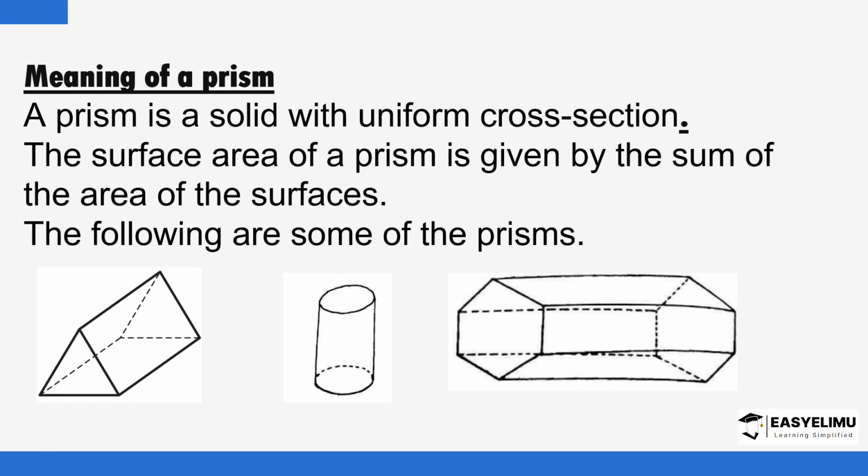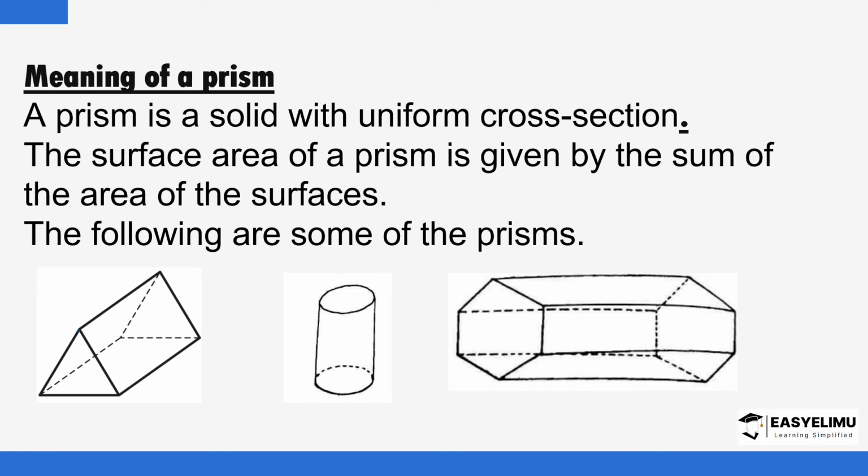So a prism is a solid with a uniform cross-section. You can see here, this is the cross-sectional area. This is supposed to be uniform as you move along that length. We call it uniform cross-section. You can also see this one here has a cross-sectional area that is circular, but that is uniform as you move downwards. Such a solid that assumes that kind of a shape is what we're calling a prism.